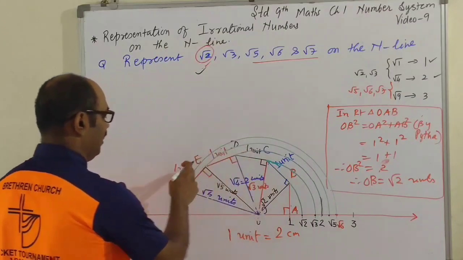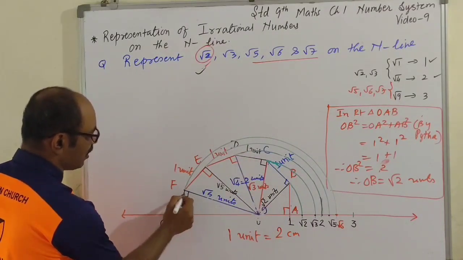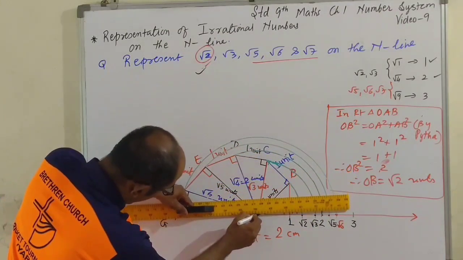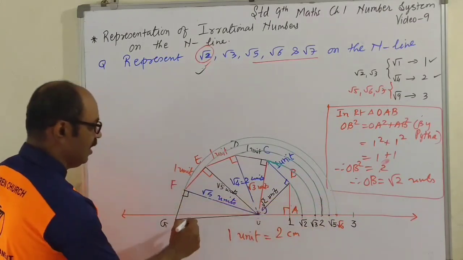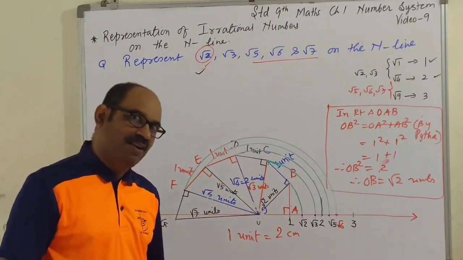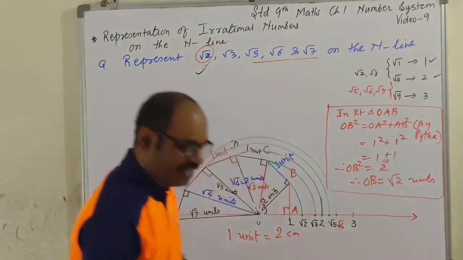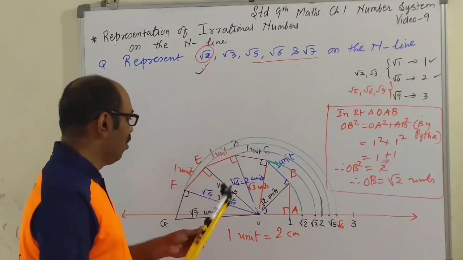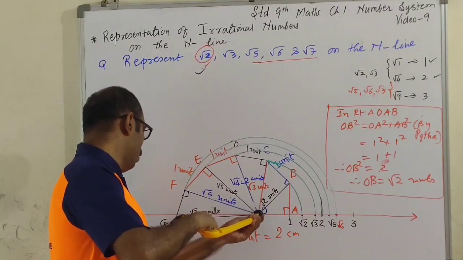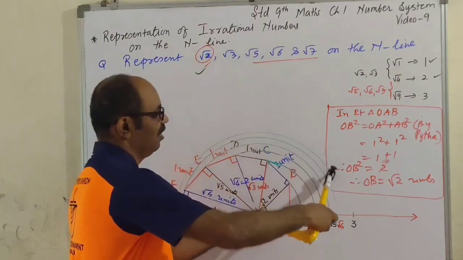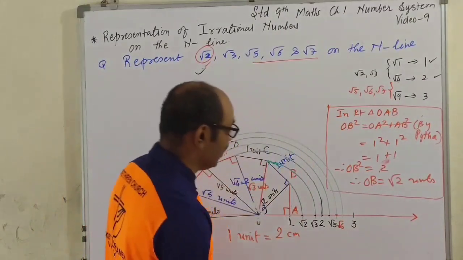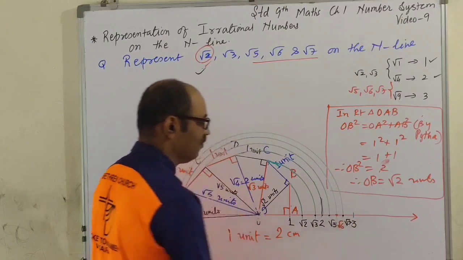A, B, C, D, E, F, and now G. This is a right triangle. Now I have to draw the hypotenuse. That hypotenuse is OG. Right? And that is root 7 units. Alright? So we got a line segment of length root 7 units. We'll go for its projection so that we get root 7 on the number line. Center has to be O and radius OG. Got it, children? Alright? So this point is root 7.